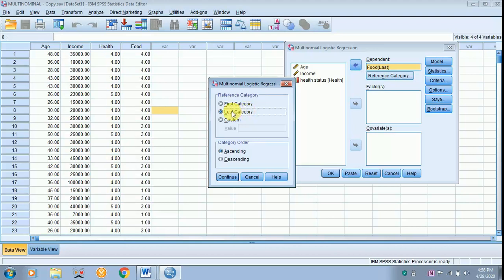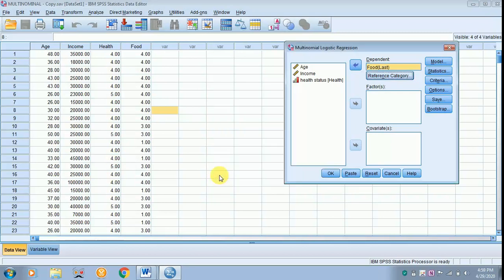If the researcher wants to compare with the first category, you can compare it with the first category, or if you want to compare with the second or third, you can mention it as 2 or 3, any one. I'll go by default, that is the last category, and I'll click continue. Any of this part is left to the researcher.